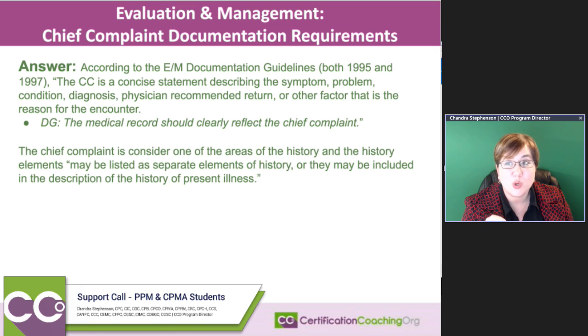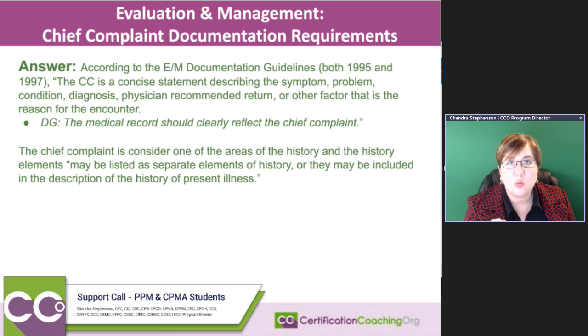There is no requirement that says it has to be distinctly called out as a chief complaint. It does say the medical record should clearly reflect the chief complaint. That does not explicitly say it has to be documented as the chief complaint. And in much of what I have read from Medicare and other payer interpretations, it has to be easily inferred from the documentation, right? I have to be able to read the documentation and understand why the patient came in. That qualifies as my chief complaint.